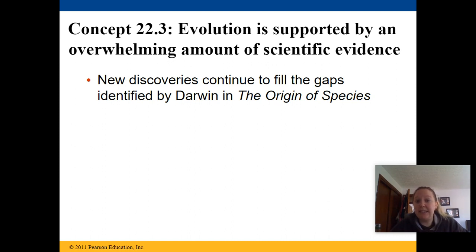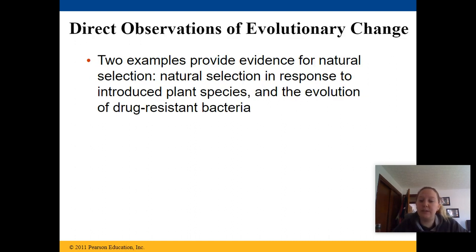New discoveries have continued to fill the gaps that were once identified by Darwin's Origin of Species book. We are able to do this through direct observations of the evolutionary change. Two examples that provide evidence for natural selection are natural selection in response to introduced plant species and the evolution of drug-resistant bacteria. That's why it's recommended you get a flu shot every year because the strain of the flu changes from year to year. So just getting a flu shot one year is not going to protect you every year.